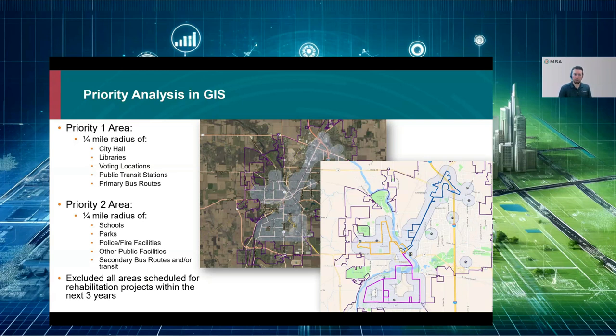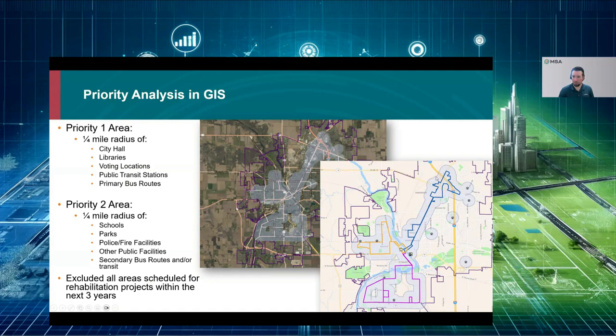Priority one, as a first step here, being a quarter-mile radius from these key locations here, City Hall, voting locations, and then they had done some prioritization of the bus routes themselves, so a primary and secondary bus route system. And you can see priority two areas, similar type facilities, and then an exclusion of any known rehab projects in the next 3 years. You can see the results at the right here.